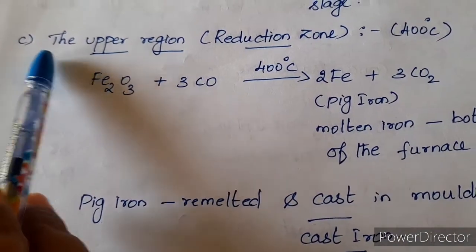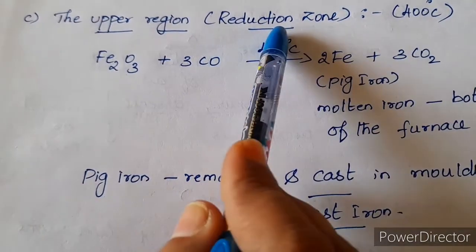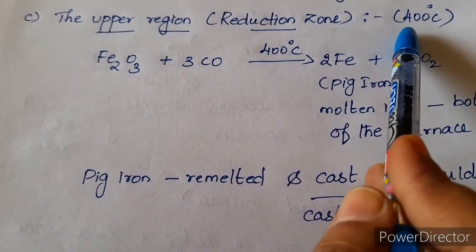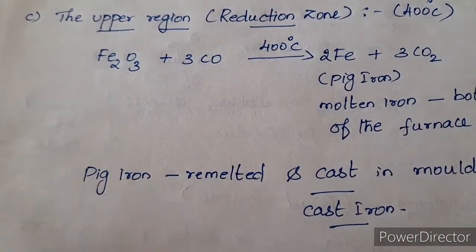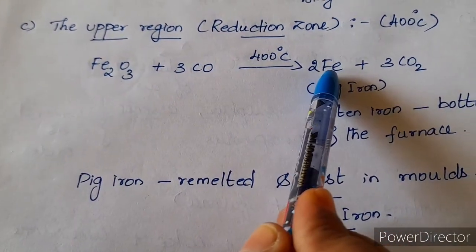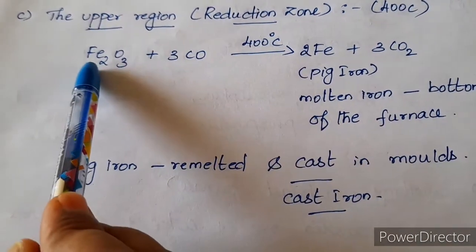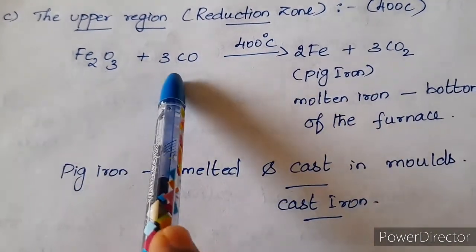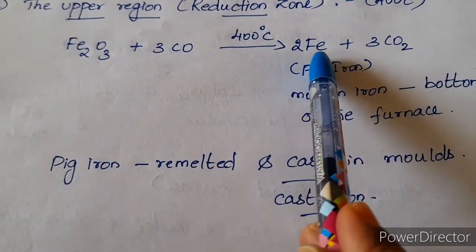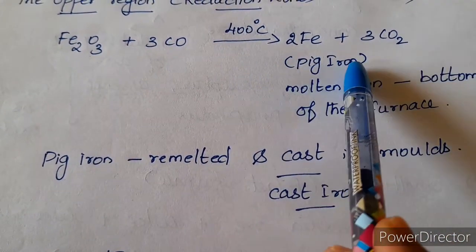The next region is the upper region, which is called the reduction region, where the reduction takes place. So it is called the reduction region. And the temperature that is maintained in this region is 400 degrees C. Now what happens? Now what is reduced? Here the iron oxide is reduced to metallic iron in presence of carbon monoxide. So Fe2O3, which is the iron oxide, in presence of carbon monoxide at 400 degrees C, you will get the metal, that is iron, with the liberation of carbon dioxide. The metal that is obtained is called the pig iron.